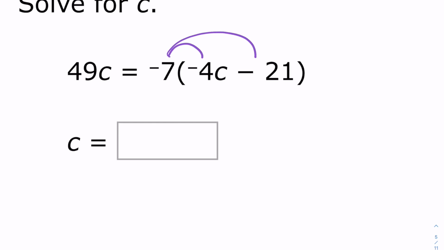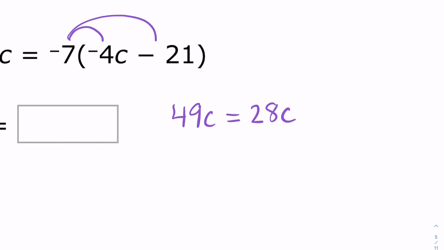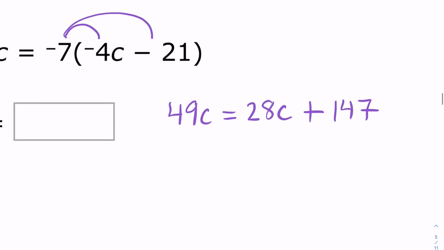So I'm going to have 49c equals, a negative times a negative is a positive, so we have 28c, because -7 times -4 is 28. And then a negative times a negative again is a positive. So 7 times 21 is 147. 7 times 20 is 140, and then we have another 7, which is our 147.